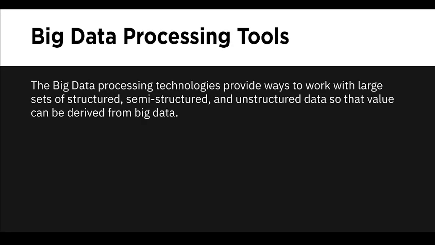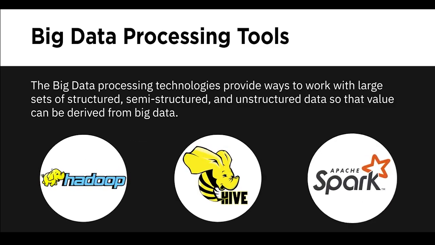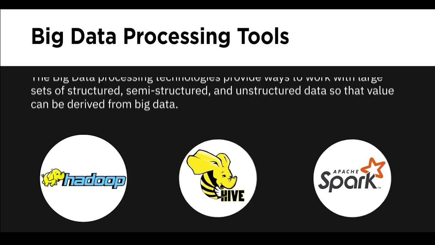Big data processing technologies provide ways to work with large sets of structured, semi-structured, and unstructured data so that value can be derived from big data. In some of the other videos, we discussed big data technologies such as NoSQL databases and data lakes. In this video, we are going to talk about 3 open source technologies and the role they play in big data analytics: Apache Hadoop, Apache Hive, and Apache Spark.